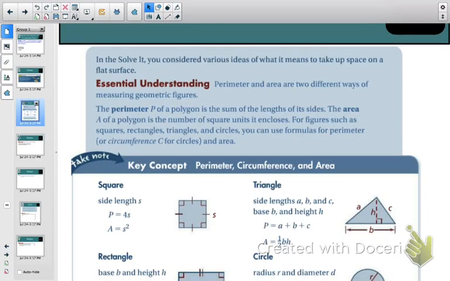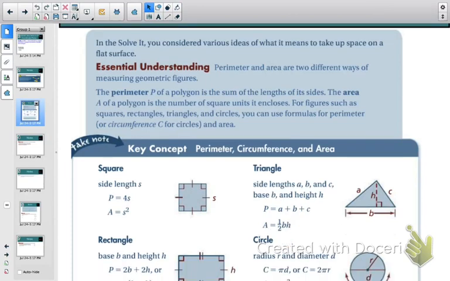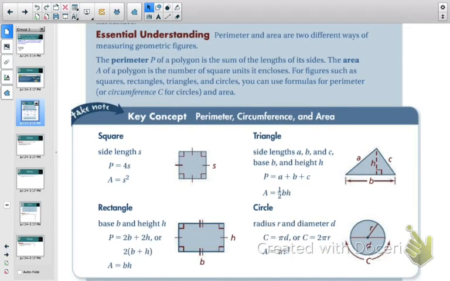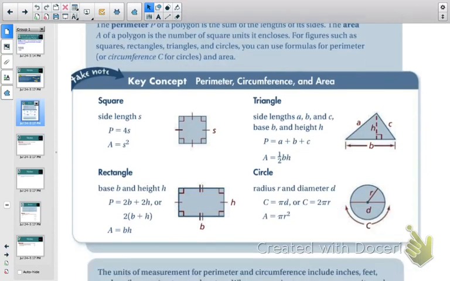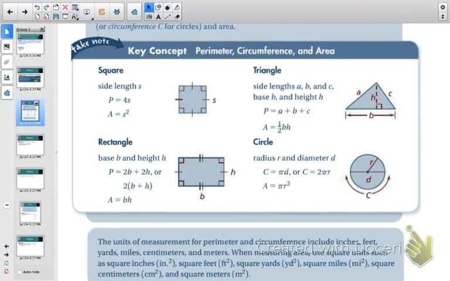Perimeter and area are 2 different ways of measuring geometric figures. The perimeter, P of a polygon, is the sum of the lengths of its sides. So you can do that with any polygon, you're just adding up all the sides together. The area is the number of square units it encloses, so it's the space inside of the figure. For figures such as squares, rectangles, triangles, and circles, you can use the formulas for perimeter, or circumference for circles, and area. Okay, so here are the 4 shapes we're going to be looking at today.